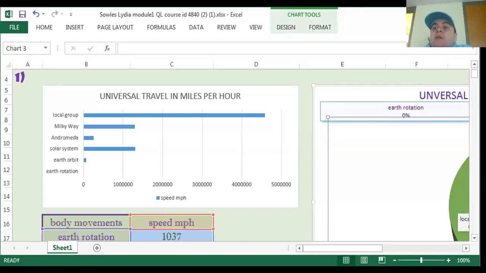Good morning, fellow classmates. Today we will be discussing part 2 of the Zoom reports. This includes the opening of the Excel program.